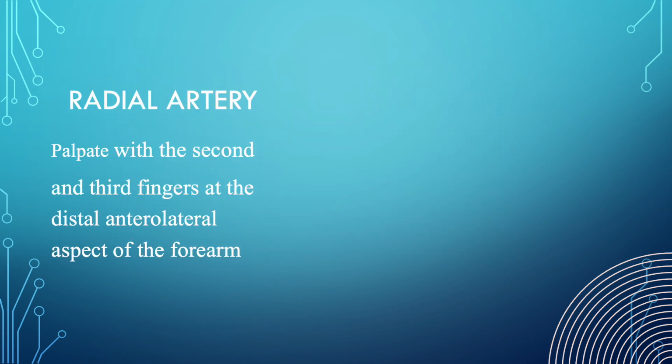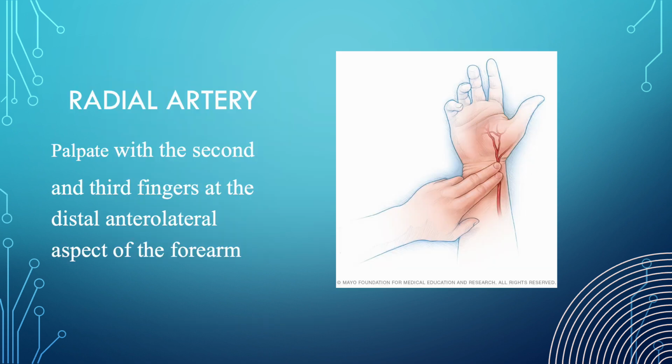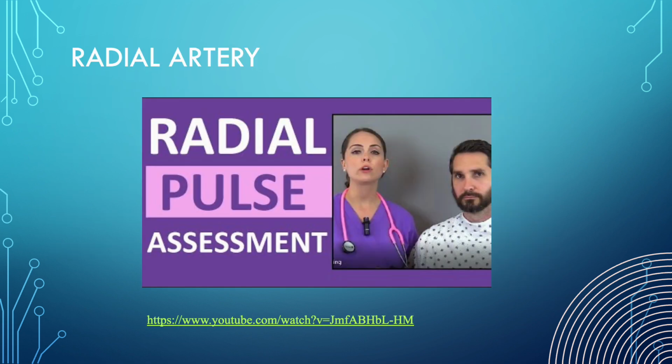Next is our radial artery. This is one of the arteries within our wrist. This is one of the most commonly taken pulses after the carotid. So remember, our radial artery is going to be on the radial side or the thumb side of the wrist. We want to use our second and third fingers to palpate on the palmar aspect of the wrist closest to the thumb. Please watch the associated video or use the hyperlink.